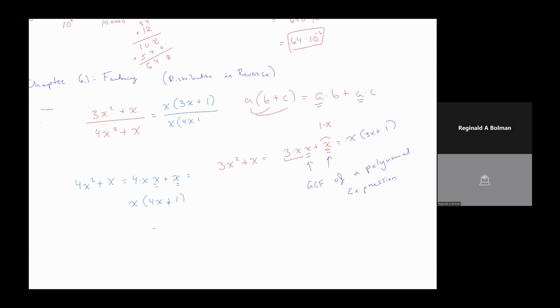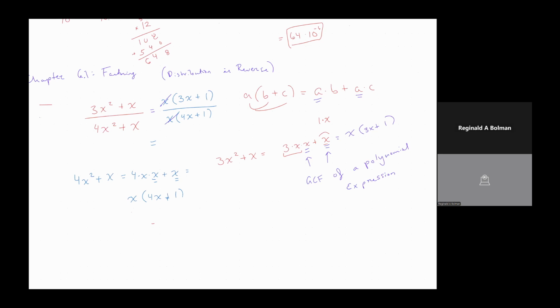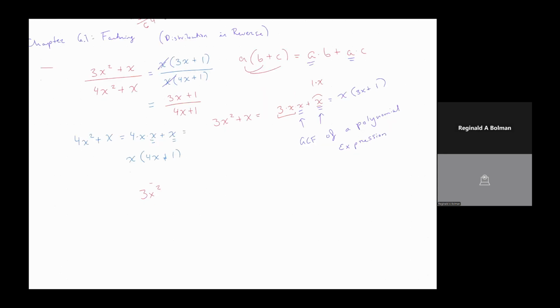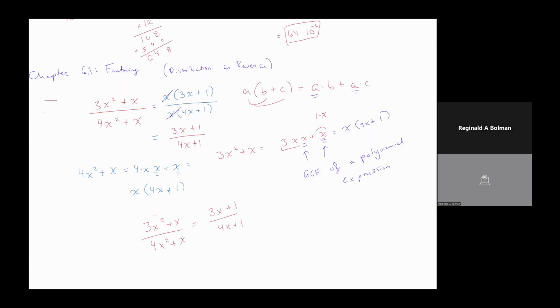And so only now can you actually divide out your terms, because I hope everybody can see you've got an x term and an x term. So those will divide out, and your answer would be 3x plus 1 over 4x plus 1. So 3x squared plus x over 4x squared plus x would be equal to 3x plus 1 over 4x plus 1, using the technique known as factoring. Okay, so that's the application case.